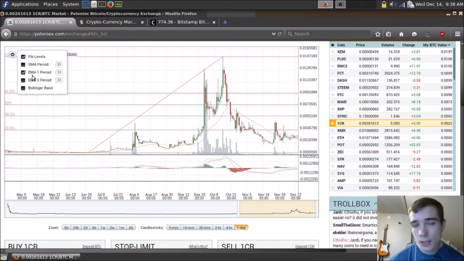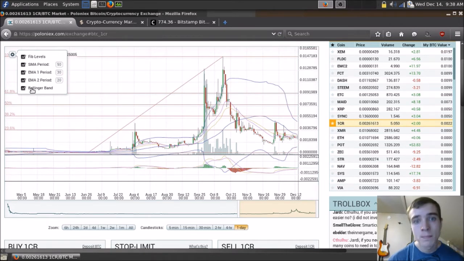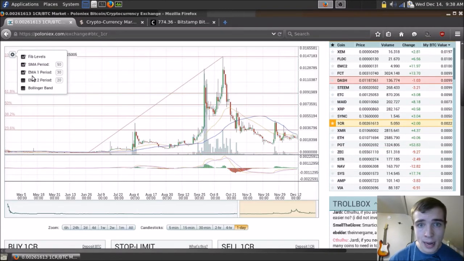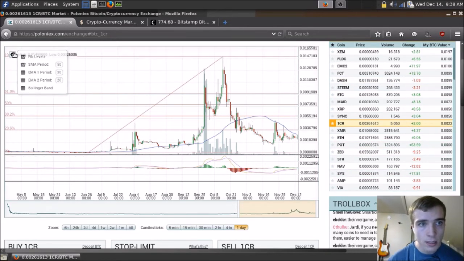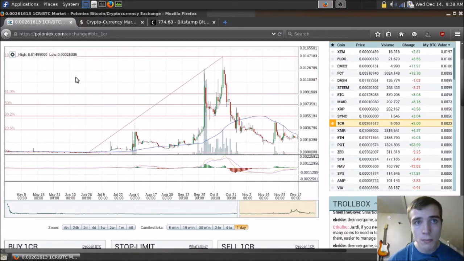Occasionally I will just turn everything on, kind of see what it looks like with that, because it can give you a pretty good idea if you have all this stuff on right here. It gives you a little bit more stuff to work with when you're looking at the coin, but they also kind of get in the way, and so I like to keep it nice and clean. Usually just fib and slow moving average is my two favorite tools on Poloniex.